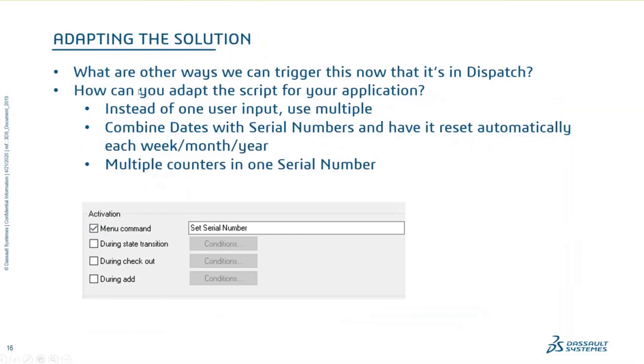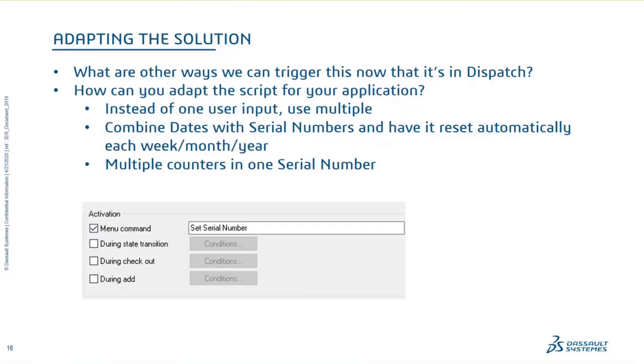So this is just showing adapting the solution. How could you adapt this to work for you? What are other ways you can trigger it? You could trigger it, let's say, when we go from in process to pending approval, maybe we want to set that serial number then. We could have it happen right when you add a file to the vault if you wanted to. You could also have it happen when you check in something.